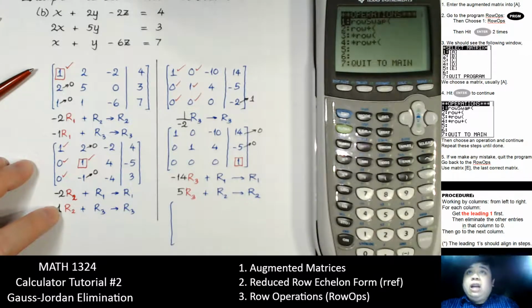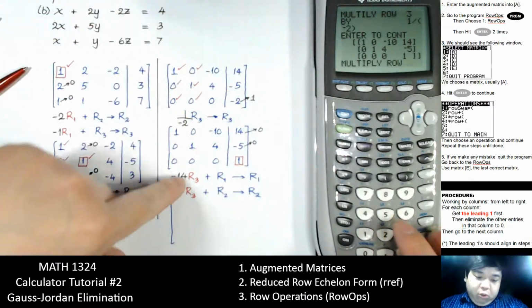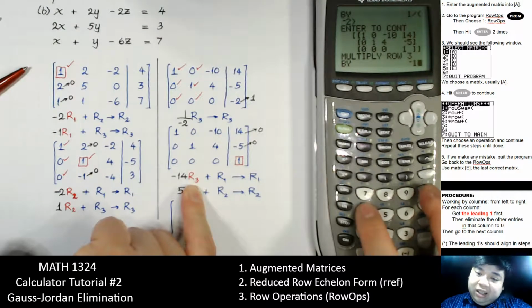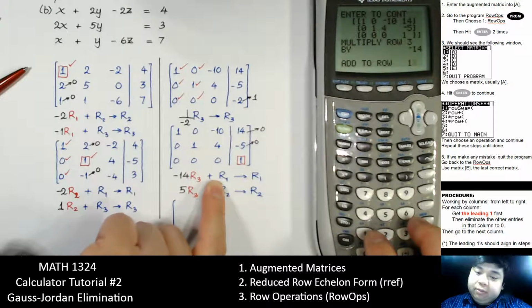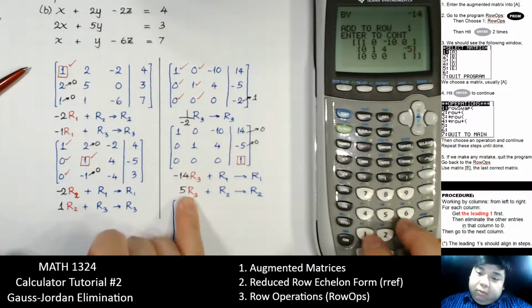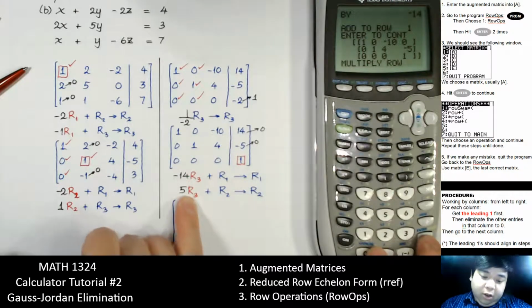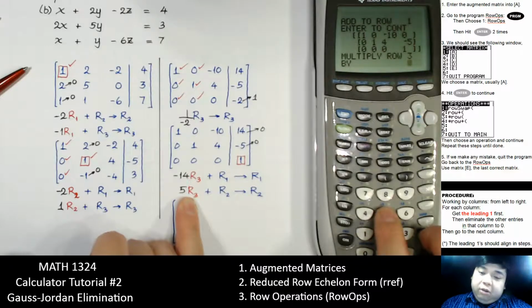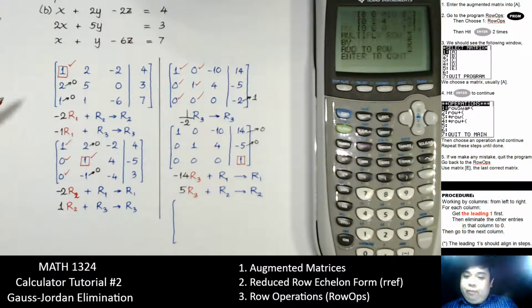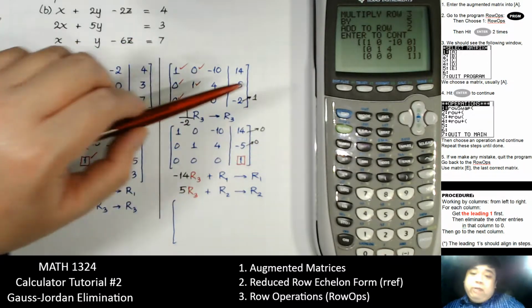Right, enter to continue. Option number 4. Multiply row 3 by -14, add to row 1, and multiply, still option number 4. Multiply row 3 by 5, add to row 2, and replace to row 2. And we have that.